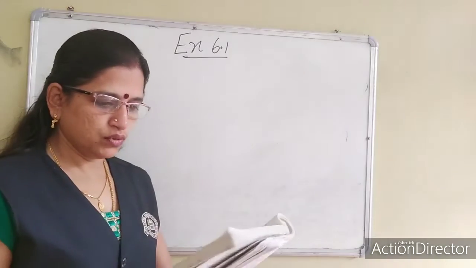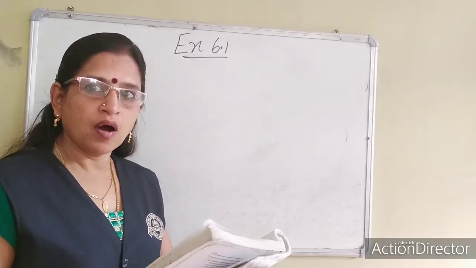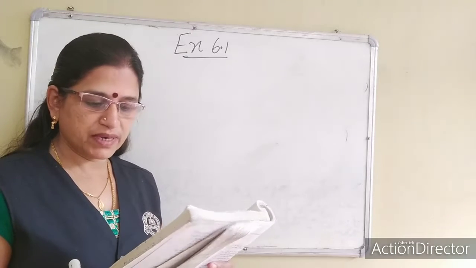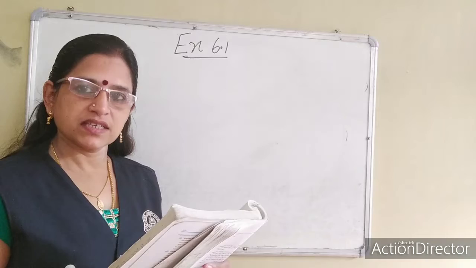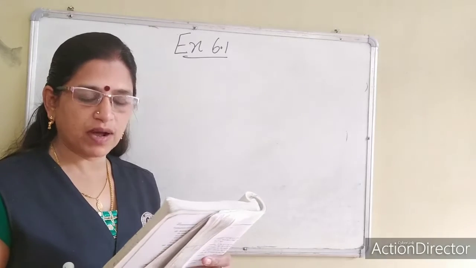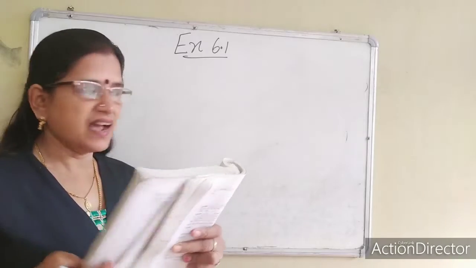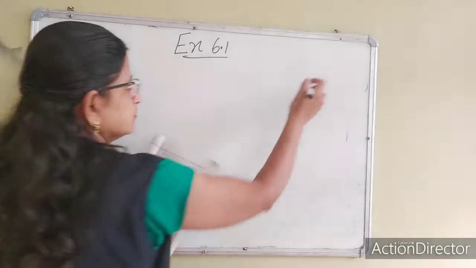We will move on to question number 4 of exercise 6.1. So first let me read the question. If x plus y is equal to w plus z, prove that AOB is a line. Let me draw the figure now.